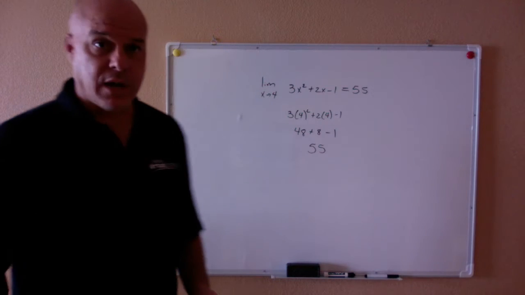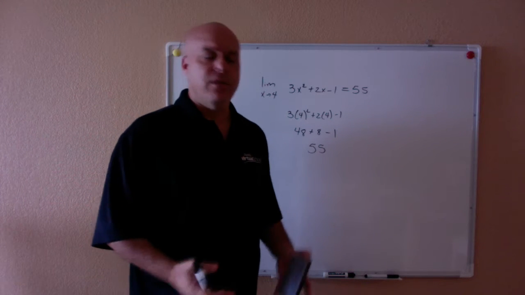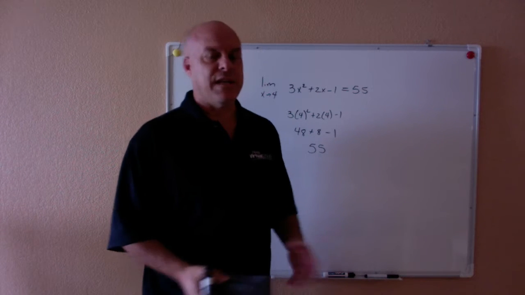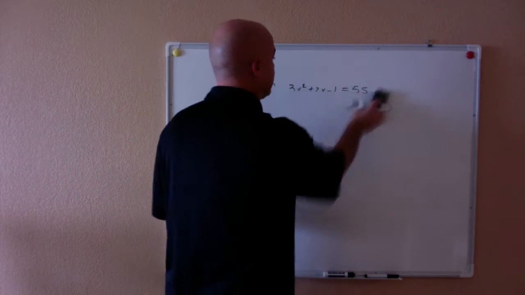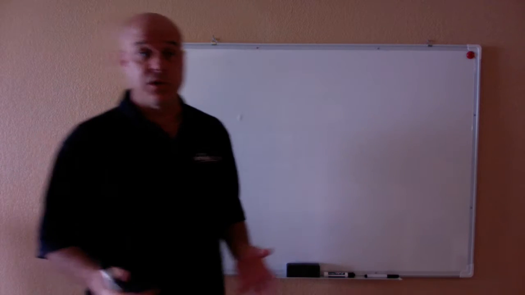The problem starts to come about when we plug in the value for x, and some interesting or weird things happen, like division by 0 or something like that. So we've got to be careful about those kinds of things. So let's take a look at how we would handle situations like that.